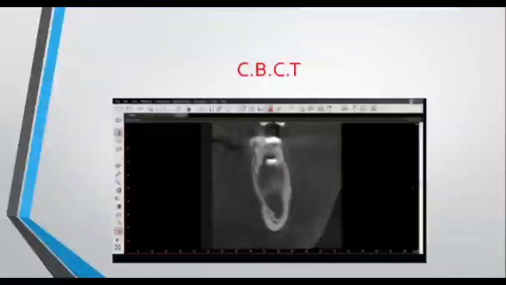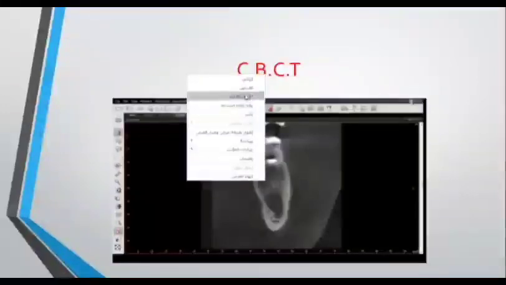So I took mesially and distally shifted x-rays, and there it was, the Radix Entomolaris. As we can see it right here, by shifting, on the shifted x-rays right here.